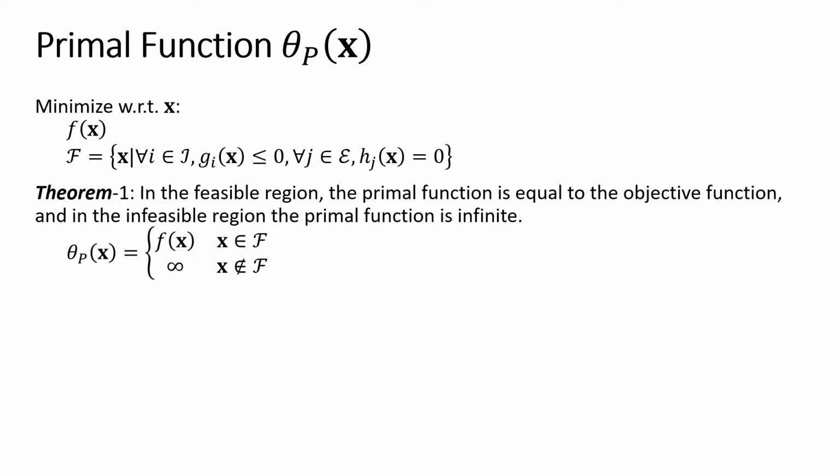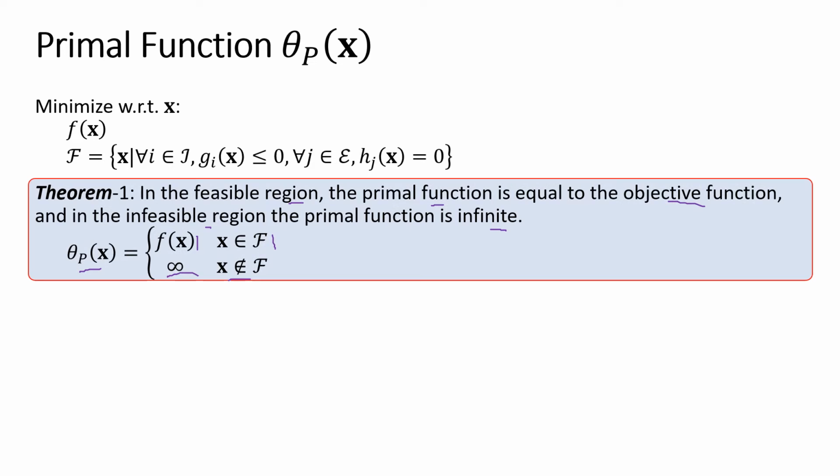Theorem 1: in the feasible region, the primal function is equal to the objective function, and in the infeasible region, the primal function is infinite. In other words, theta_p of x, which is the primal function, is equal to f of x when x is feasible. And it's equal to infinity when x is not feasible. Let's highlight this theorem and proceed with the proof.